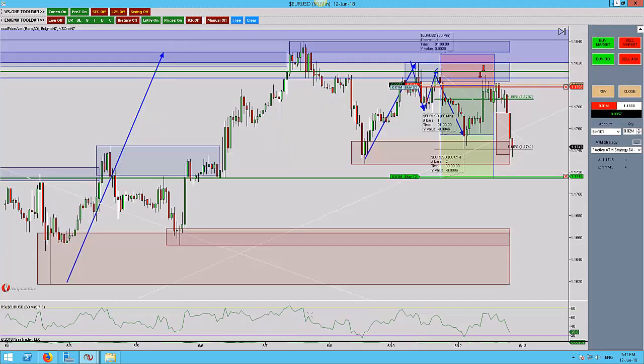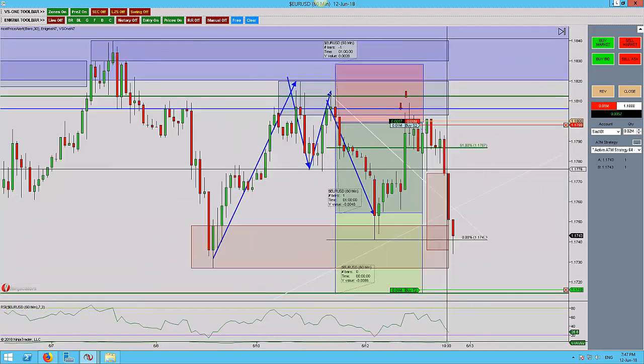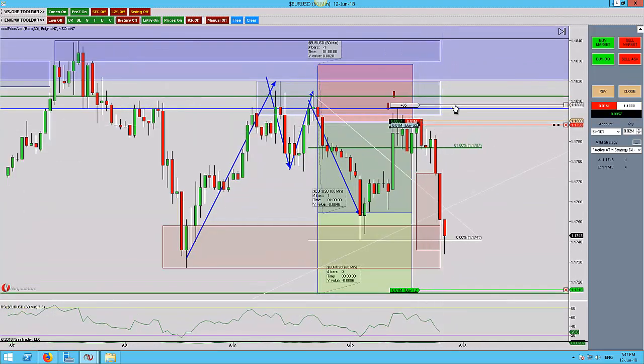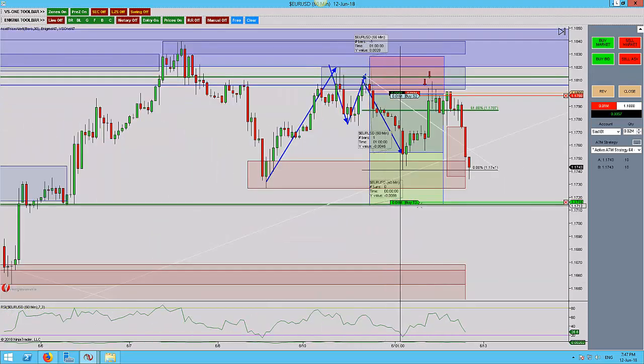Hello traders, I'm back. The time now is 10 to 8, so around 11 hours have passed since I started the first recording, and we can see that we have now gone and hit targets on the euro dollar. You can see I've actually moved my stop to 2 pips past break even, so we came down and banked 46 pips on this trade.